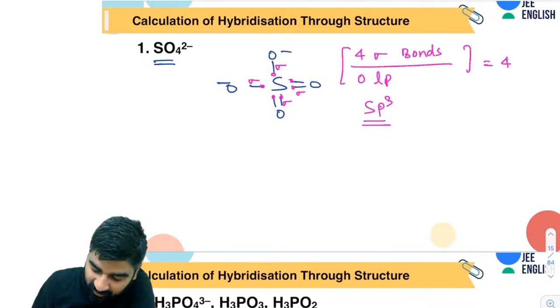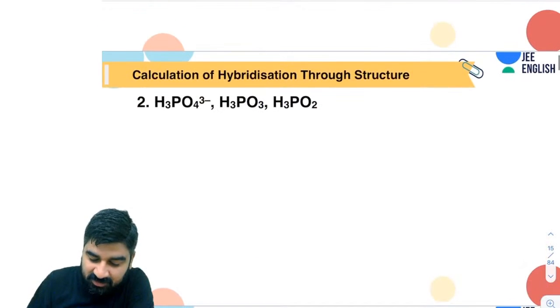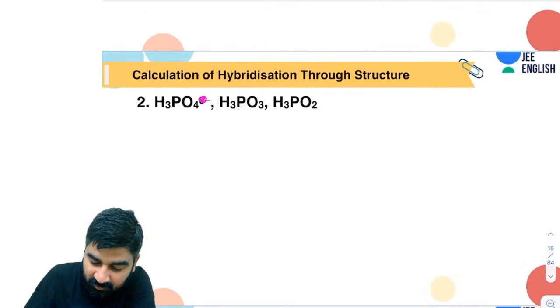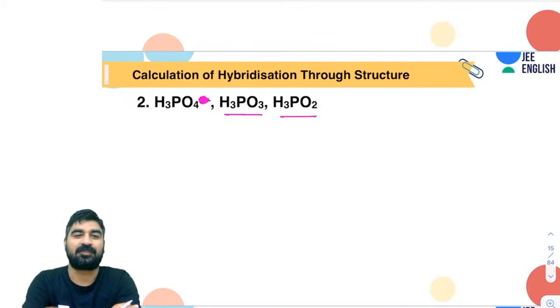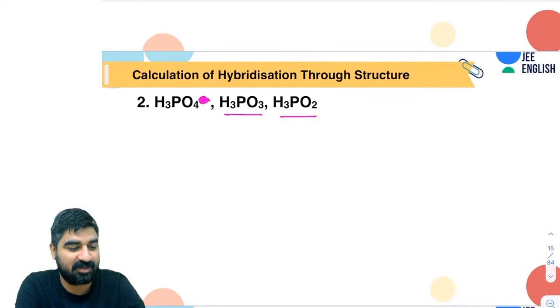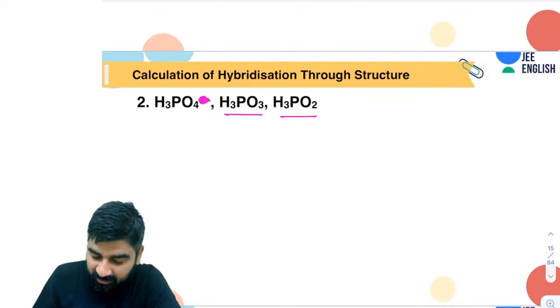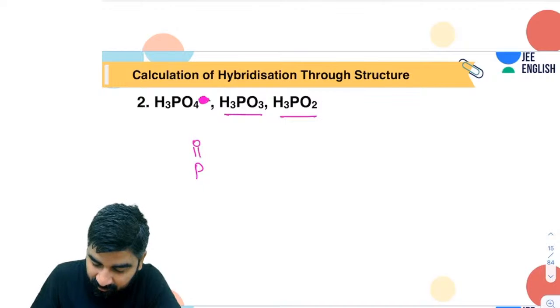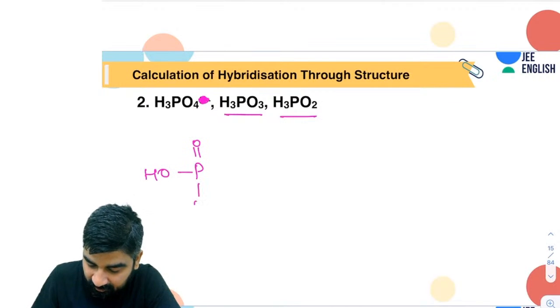Okay. So let's do the hybridization for these: H3PO4, H3PO3 and H3PO2. Let's see, guys, how many of you can find out the hybridization. If I'm drawing the structure here, you should remember these structures. These are important, guys.